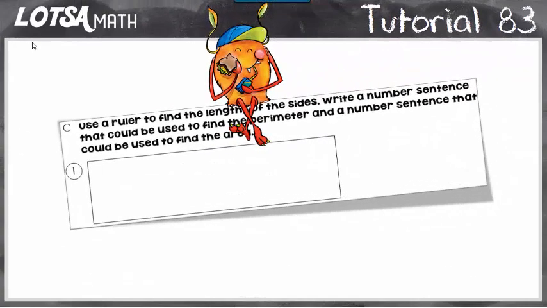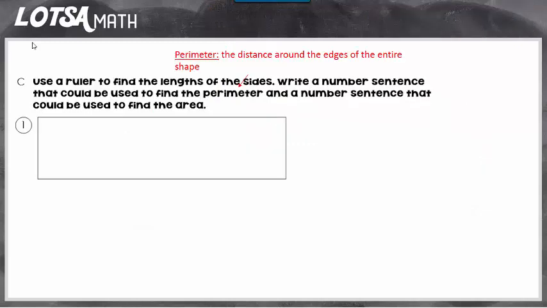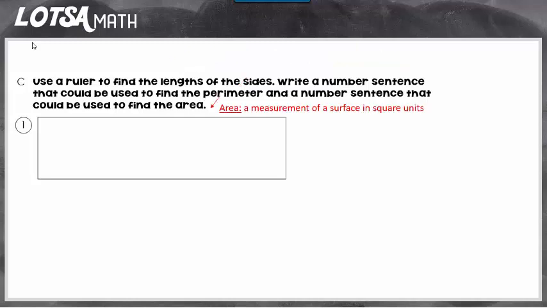For these questions, you're going to write number sentences that can be used to find perimeter and area. So you're going to use a ruler to find the lengths of the sides and write a number sentence that could be used to find perimeter. And remember, perimeter is just the distance around the edges of the entire shape. And you're going to write a number sentence that could be used to find the area. And remember, area is a measurement of a surface in square units.